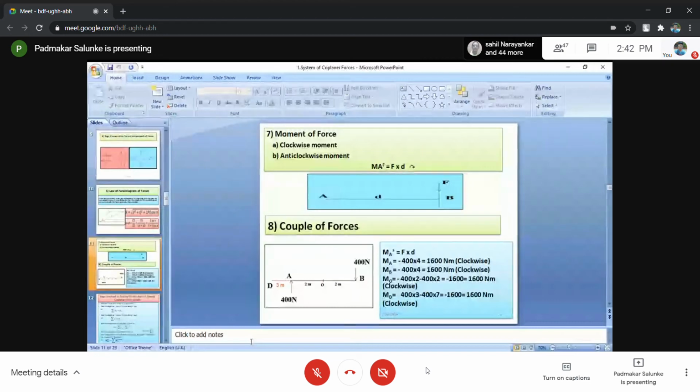Next is another 400 acting at B. The total distance between D and B is 7. So it is minus 400 multiplied by 7, and the answer you will get is minus 1600. So this is nothing but 1600 Newton-meter clockwise. What does it indicate? It indicates that you can select any point to take the moment. The moment of these two unlike parallel forces always remains the same. There is no trouble at all.